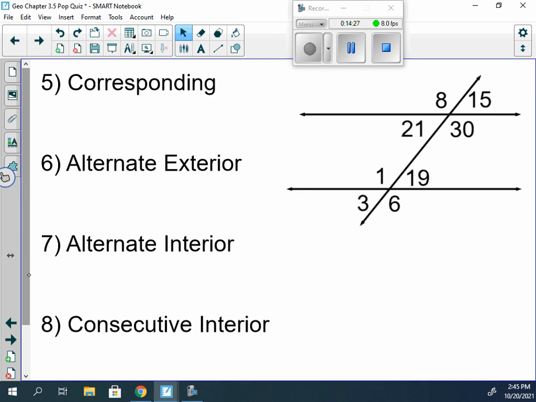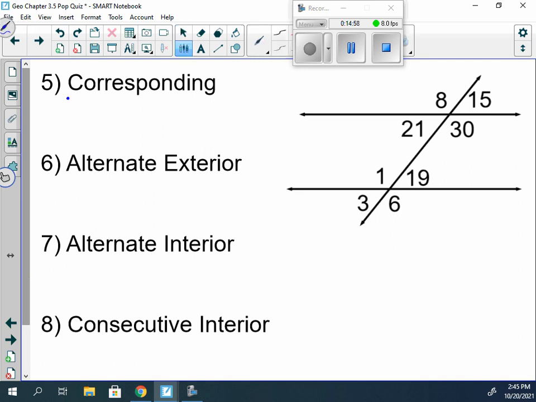All right, guys, so the last thing we're looking at is 5, 6, 7, and 8. So, corresponding angles. How many sets of corresponding angles should we have? 4, because there's always going to be 4 sets of corresponding. Alternate interior, alternate exterior will have how many pairs? 2. And consecutive interior angles will have how many pairs? 2. The only one that's going to have 4 is our corresponding. They're the ones that match up.